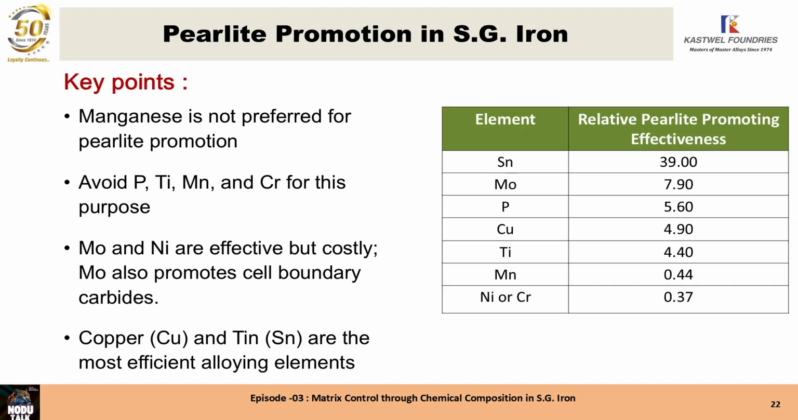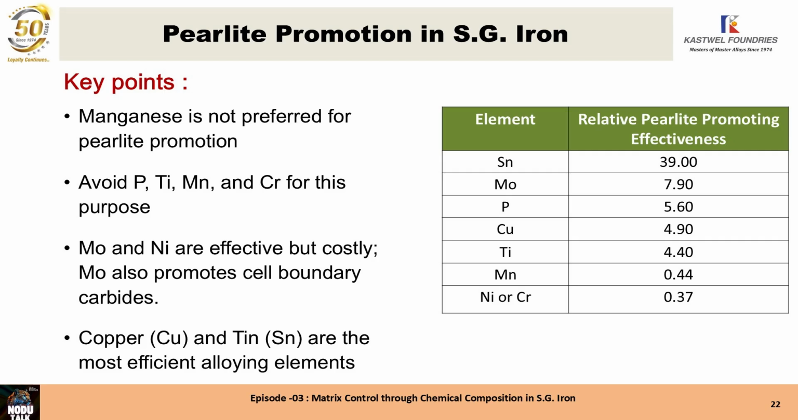Manganese is not preferred for pearlite promotion. We have discussed this in detail last time. That's why we have given a cap to manganese. Manganese should not be more than 0.3%. Avoid phosphorus, titanium, manganese, and chromium for this purpose.